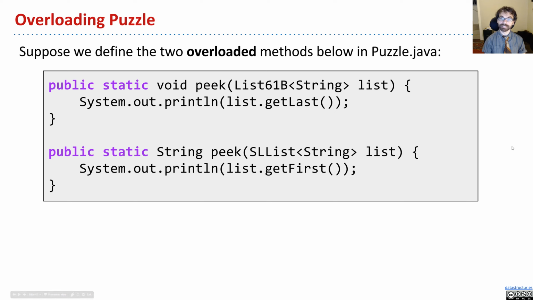Now let's do something a little sneaky. Suppose I have a class called puzzle, and it has two overloaded methods. One is peek, which peeks at list 61b's, and it prints out the last item in a list 61b. I also have a method called peek, which takes slists and prints out the first item. So my puzzle for you is as follows.